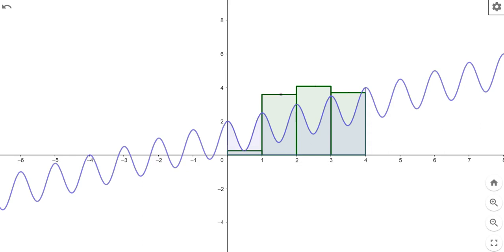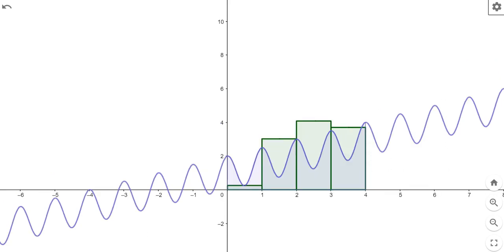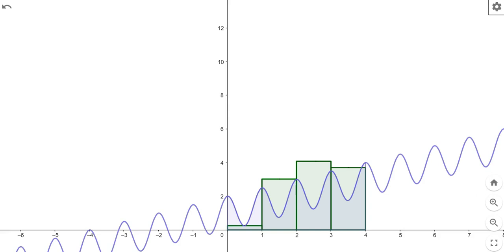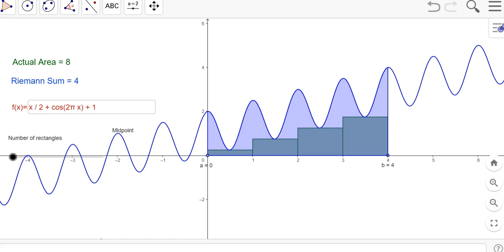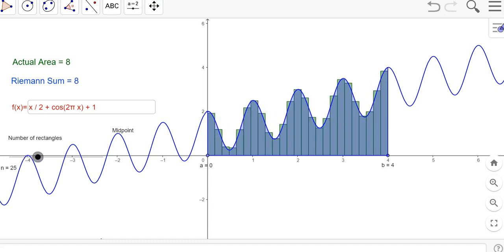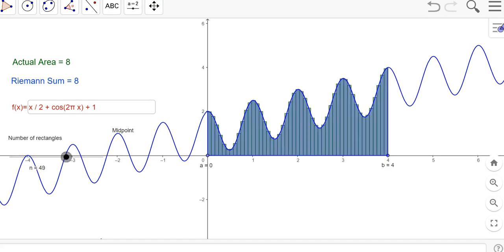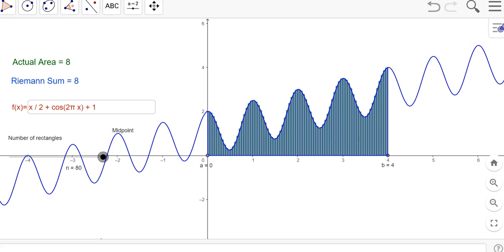Between 1 and 2, I use f of 1.5. Between 2 and 3, I use 2.5. You see where this is going. Between 3 and 4, I use 3.5. Clearly, the green area isn't a hugely good approximation of the purple area. But again, the idea is that with enough rectangles, the fact that some functions don't work well with midpoint doesn't really matter. Enough rectangles, and we get a phenomenal approximation.